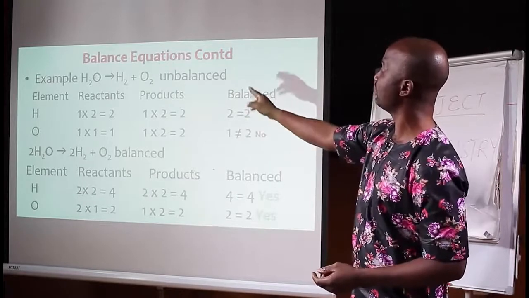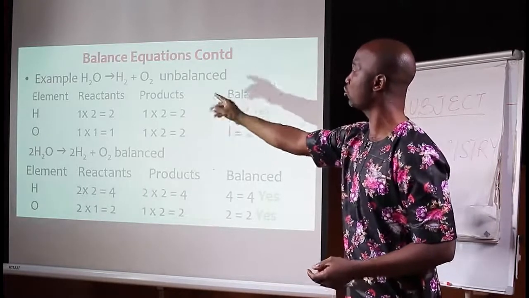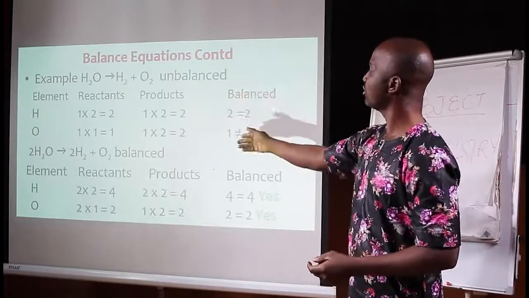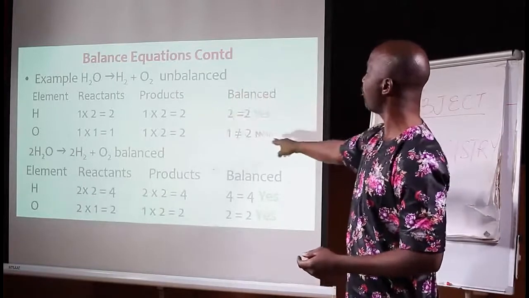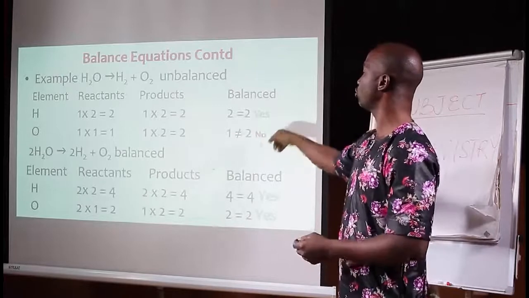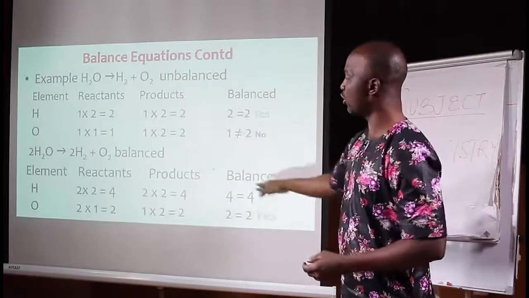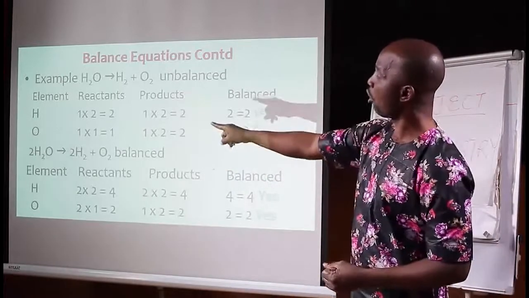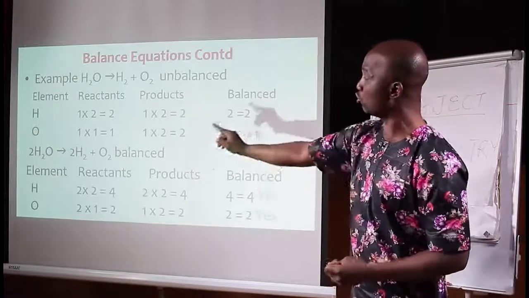On the case of the oxygen, it is 1 times 1, which is 1. But on the product side, you see that oxygen is 2, which is unbalanced because 1 is not equal to 2. So to balance the equation, we introduce a 2 on the water and also a 2 on the hydrogen.